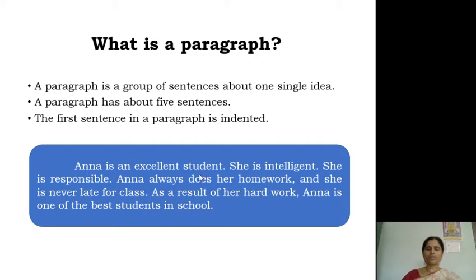So all these sentences tell about Anna, and of course all these sentences are related to the girl Anna, and all these sentences tell us about one single idea. So now we can call it a paragraph because it has a group of sentences and all these sentences tell us about one single idea. Of course it has about 5 sentences, and the first sentence in the paragraph is indented.